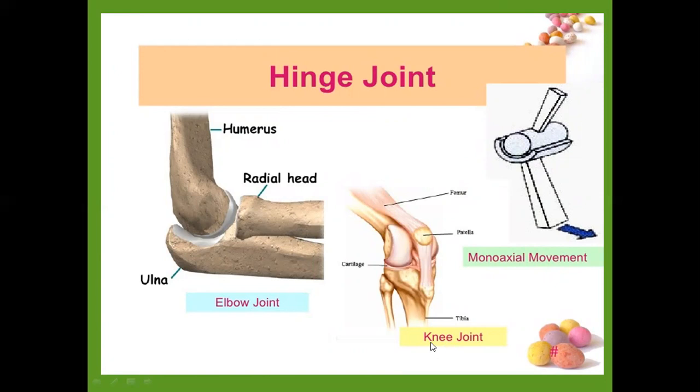These joints move back and forth like the hinge on a door and allow movements in one plane only. Is it clear? Hinge joint is a type of movable joint. Examples of these joints are the elbow joint and knee joint, and these joints can move in one plane only.